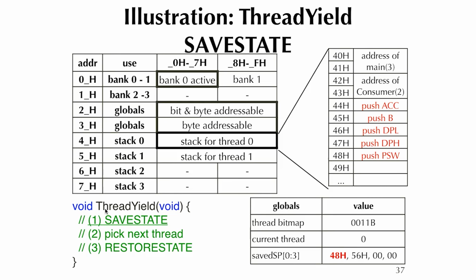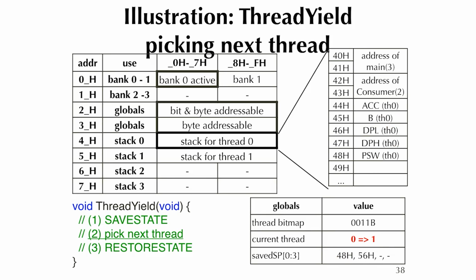Okay. Thread yield, that was the first step, save state, and that was a macro, so no return. It just executes those instructions. Next, it has to pick a thread to run next. What does it have to do? Well, it's up to you. It's round robin, so you could do some bit shifting in the bitmap, and then go from there. Pick a thread to run, and so the current thread was 0. Now if we pick thread 1 to run, then current thread gets changed from 0 to 1. However you pick it, that's your policy.